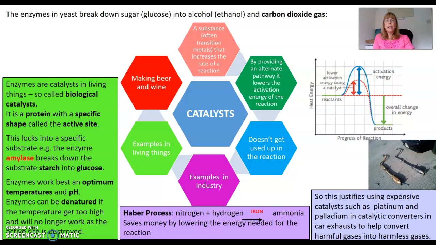And finally, making beer and wine. What do you need to know? You need to know that the enzyme in yeast breaks down the sugar that's found in hops and it's found in grapes, called glucose, and it converts it into alcohol, which we call ethanol, and also carbon dioxide gas. And we know it's carbon dioxide gas because it turns lime water cloudy. And here is the chemical reaction for that. So glucose gets broken down into ethanol plus carbon dioxide.